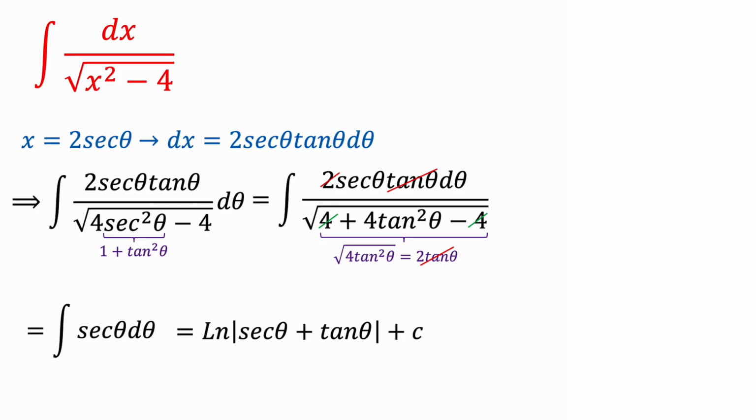We need to convert theta back to x. Let's just see what we're doing. What did we assume this time? We had initially taken x as 2 secant theta. So secant theta is now equivalent to x over 2. What was secant again? Secant was the reciprocal of cosine theta. So our cosine theta has become 2 over x.